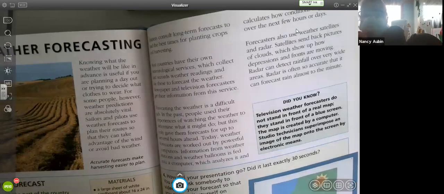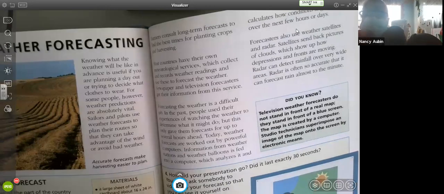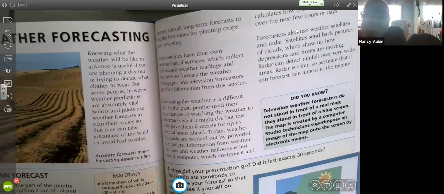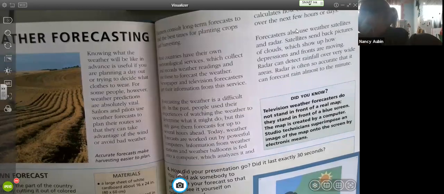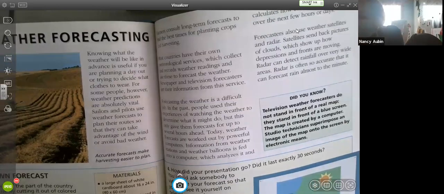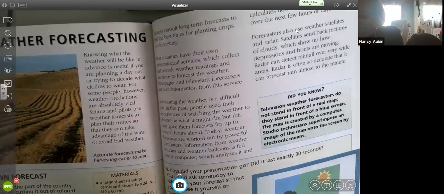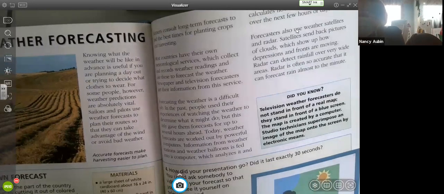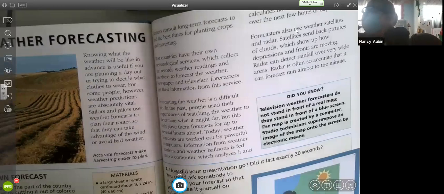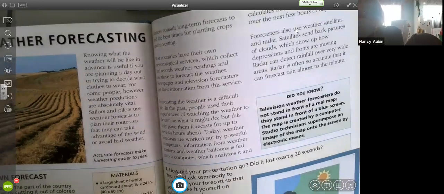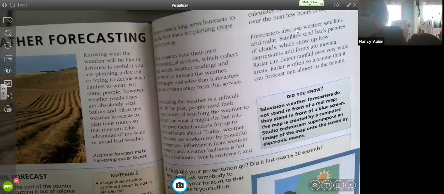Knowing what the weather will be like in advance is useful if you are planning a day out or trying to decide what clothes to wear. Isn't that what Finn just said? Exactly. For some people, however, weather predictions are absolutely vital. That means super duper important, a must. Sailors and pilots use weather forecasts to plan their routes so that they can take advantage of the wind or avoid bad weather.